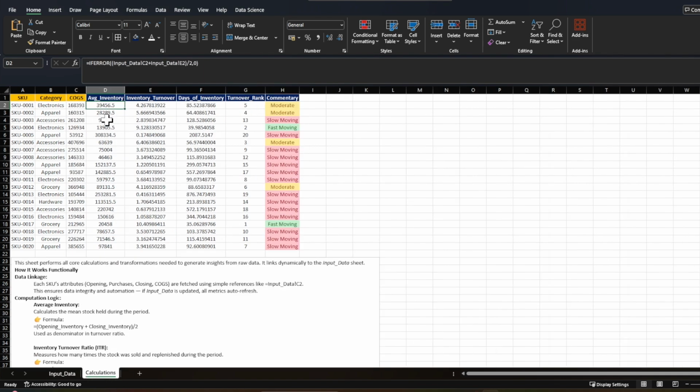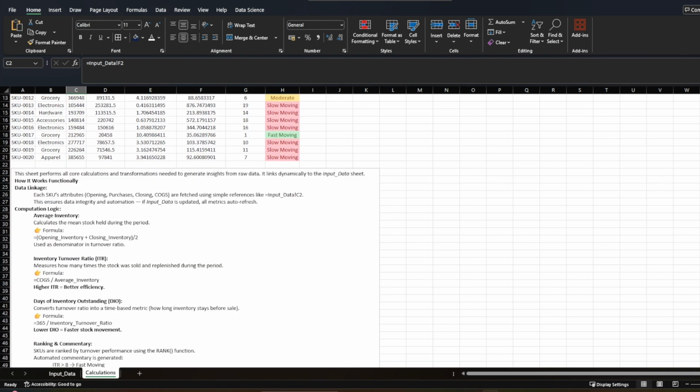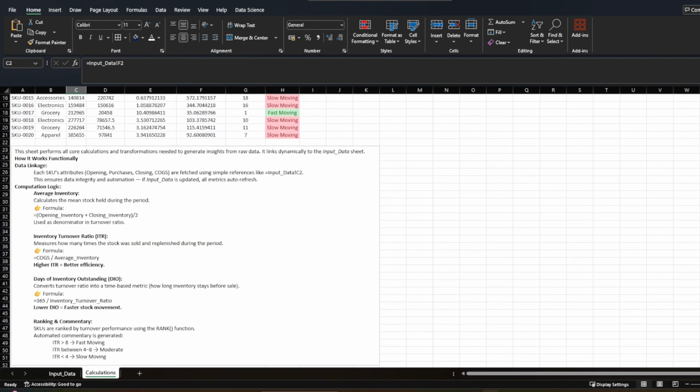Once you get this number, which is the average inventory for that period, and you have the COGS, which is cost of goods sold, for that inventory in that period, now you need to calculate the inventory turnover ratio. Inventory turnover ratio is nothing but COGS divided by the average inventory. And what does it actually do? It measures how many times the stock was sold and replenished during the period.